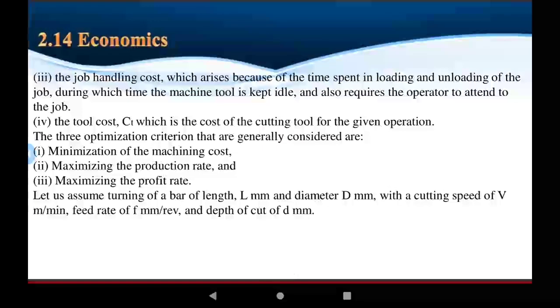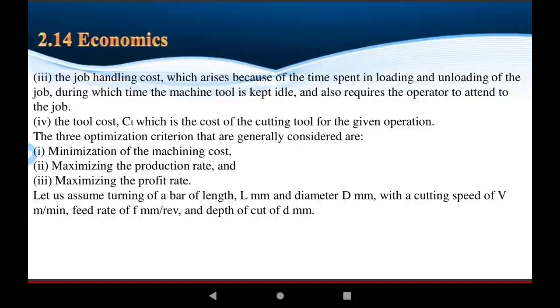The economics and other factors: find out the job handling cost, arrived from the time spent for loading and unloading of the job during this operation, which includes time for machining tools and idle time required for the operation to attach the job. Second part, in the fourth part, the tool cost is C2.